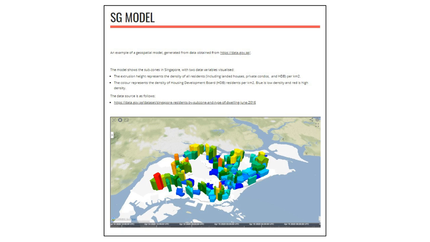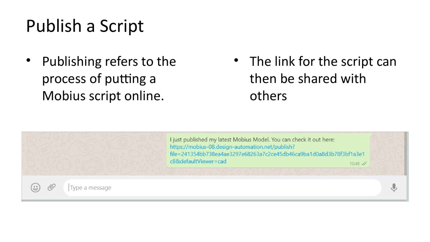In this video, we will look at how to publish Mobius scripts online. Publishing refers to the process of putting a Mobius script online. Once it is online, anyone with the link to the script can interact with it. This includes changing parameters and re-executing the code script.